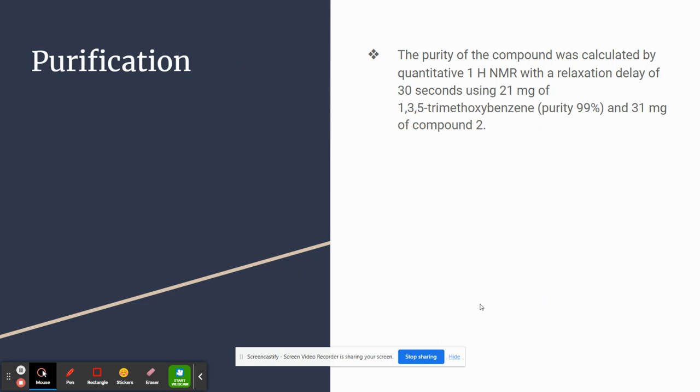So for purification, the purity of the product was determined through NMR. The chemist running the reaction calculated the purity by doing a quantitative 1H NMR with a relaxation delay of 30 seconds using 21 milligrams of trimethoxybenzene. The purity came to 99% as well.